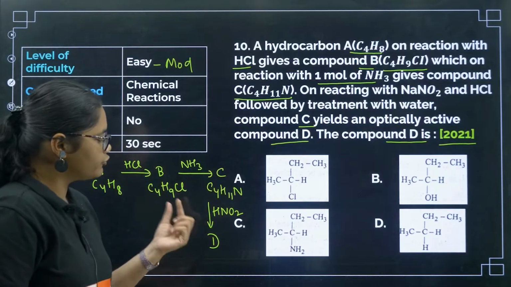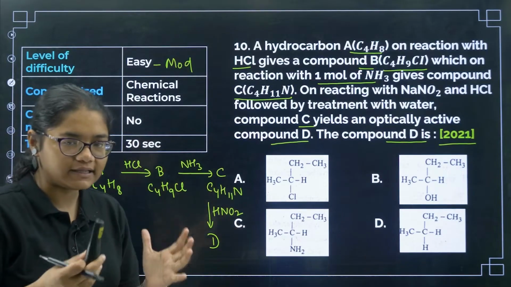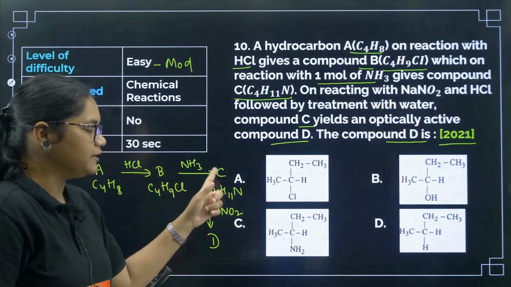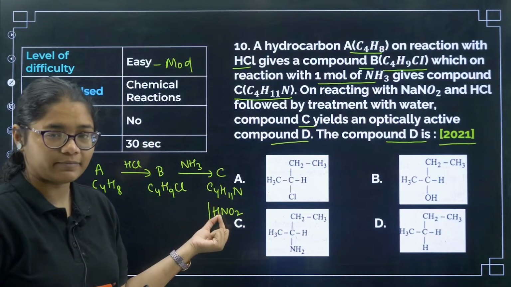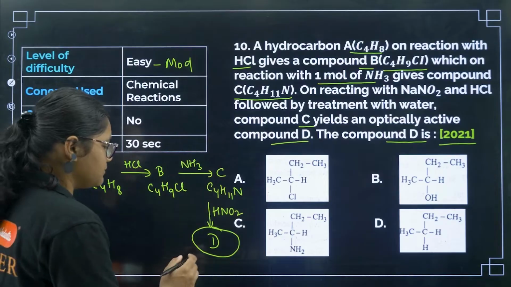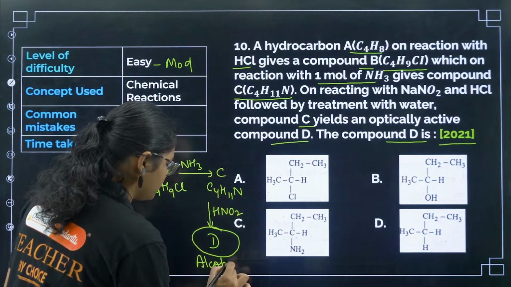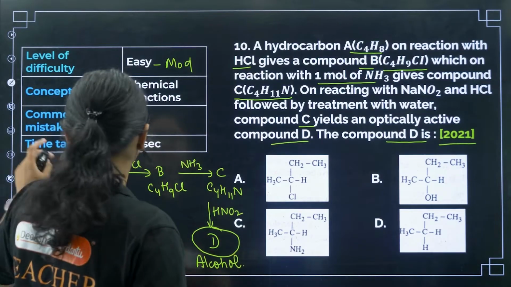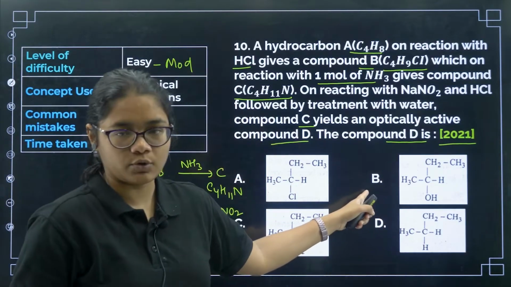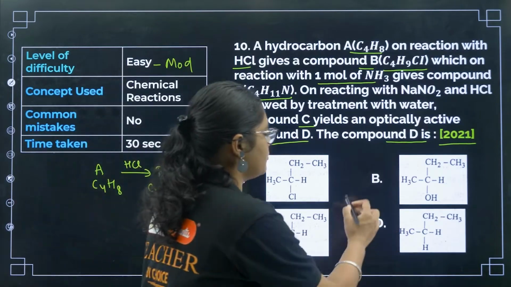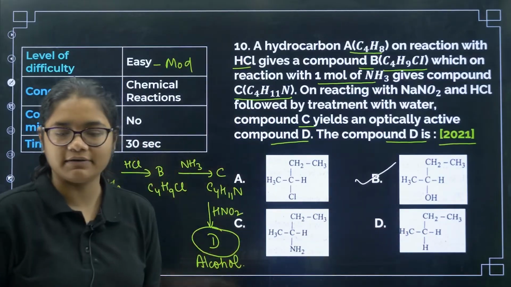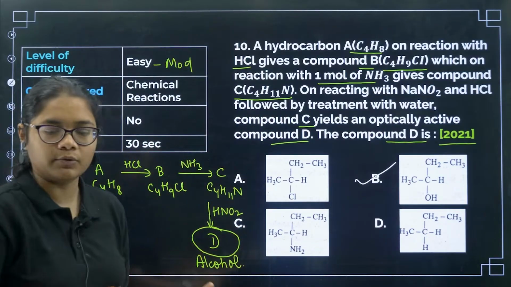So first of all, you should know when we treat with HNO2, we will either get alcohols or benzene diazonium chloride. Now because this is an aliphatic amine, for benzene we need at least 6 carbon, so D must be alcohol. So from that we can easily solve the question. You can see there is only one option with an alcohol group and there is no other option with an alcohol group. So the answer has to be option B, right? See how easily we could solve it. But yes, do not worry, I'll tell you the whole reaction as well.